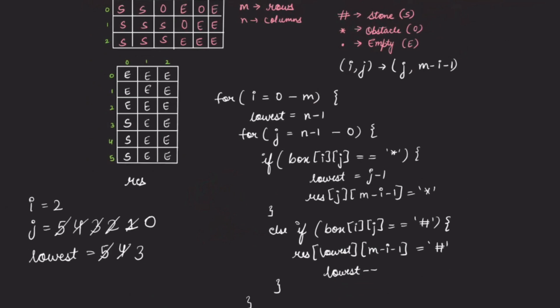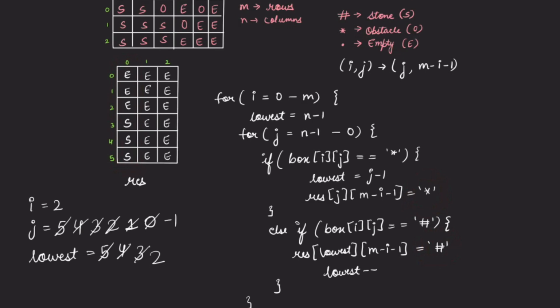So here I am writing this S, O and E just for the sake of your understanding. But if you closely look, we are adding a hash here and an asterisk here, because that is what is expected in your matrix. Now j has become 0, lowest is 3, now lowest will become 2, but now j will become -1 and you will come out of your loop. So you will be done for this particular column, right? So is this what we wanted? Yes. I just did a dry run for only one of the columns so you can understand it better.